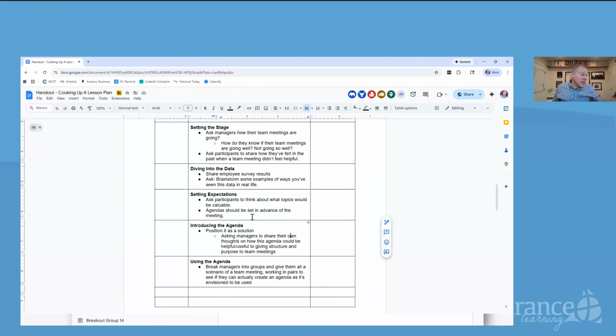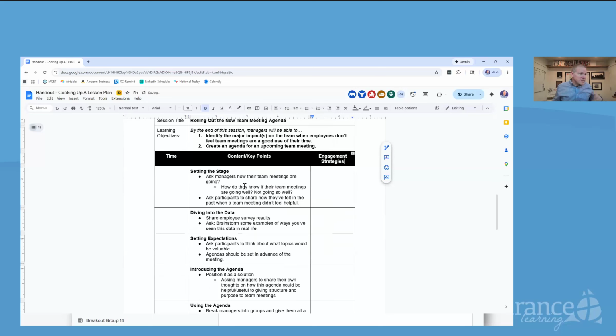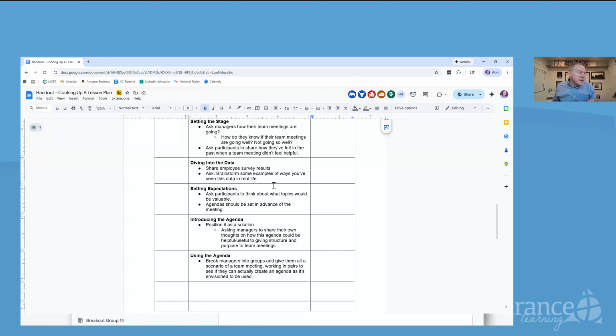Great. So we have an agenda that's starting to take shape here, where we're setting the stage. We're asking managers about how their team meetings are going. How do they even know if their team meetings are actually effective? Maybe asking managers to share how they've felt when they've been in a meeting that wasn't helpful. We're diving into the data a little bit and then asking people to brainstorm some examples of ways that they've seen this data actually in real life. Setting some expectations, asking participants to think about what topics could go into the agenda.